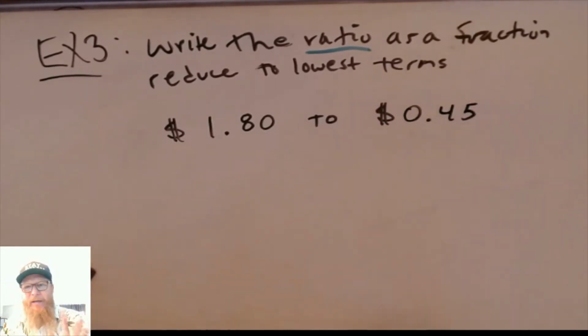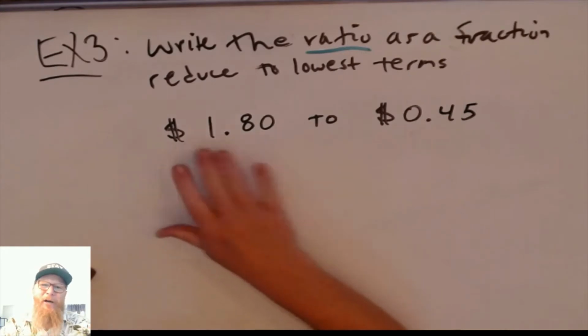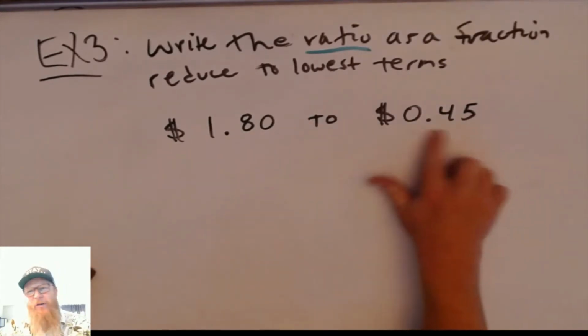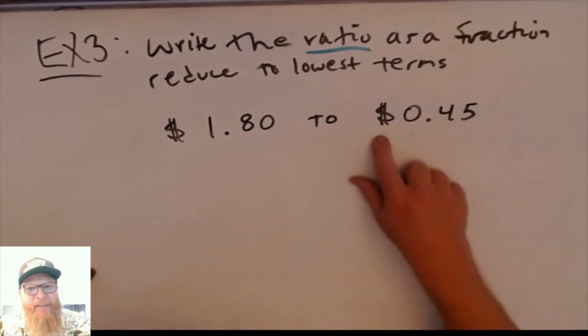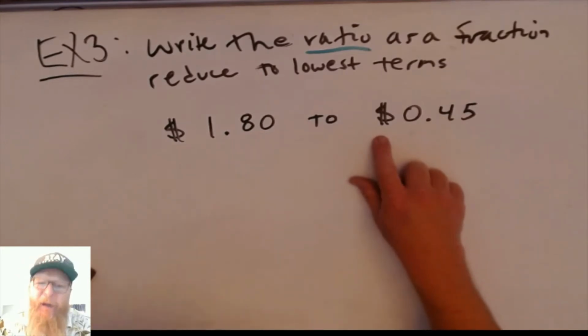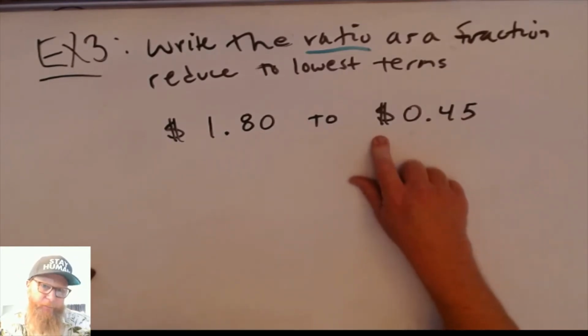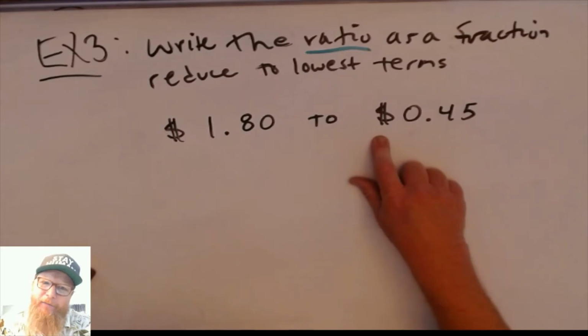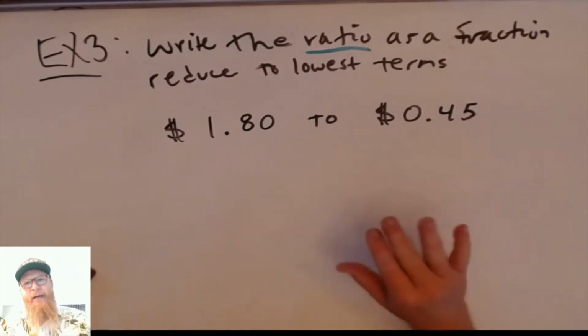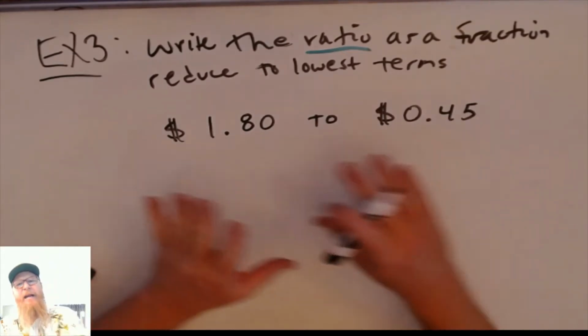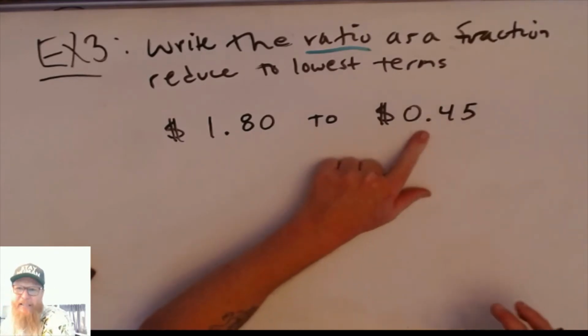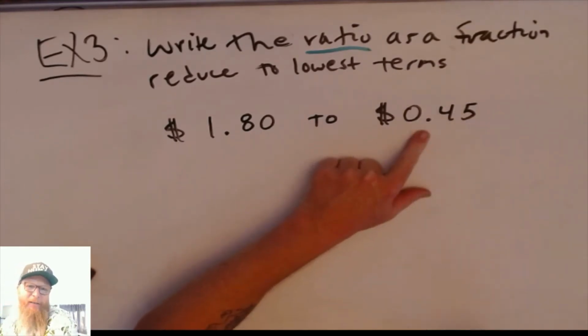Now, because it's a ratio, I can't have one of them be dollars and the other be cents. So even though I called this 45 cents, it's technically 45 hundredths of a dollar, which is what we all know as a cent. So you wouldn't want to say $1.80 and then 45 cents without the decimal, because then it would technically not be a ratio because they don't have the same units.